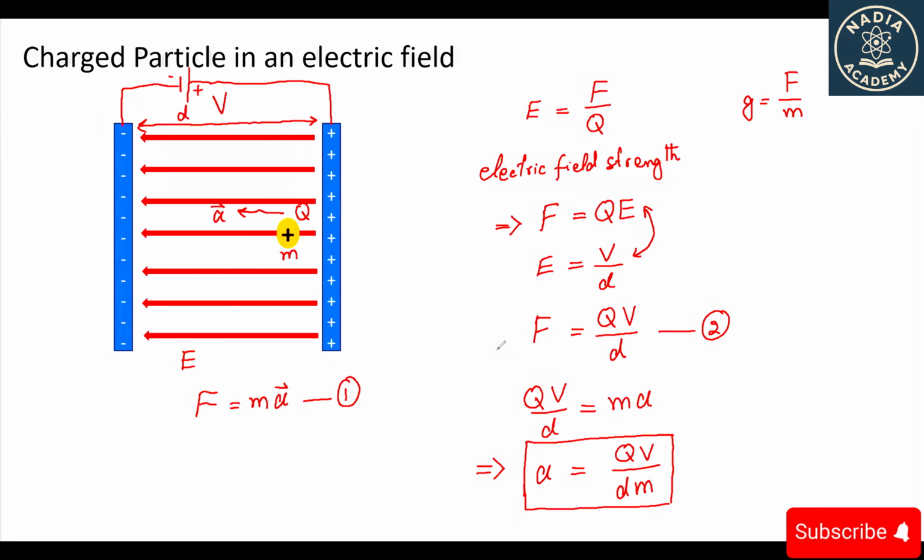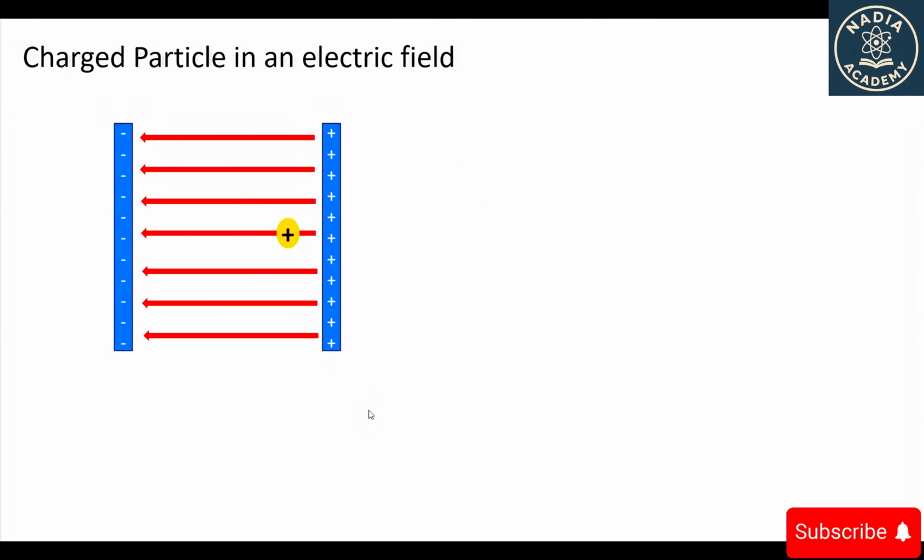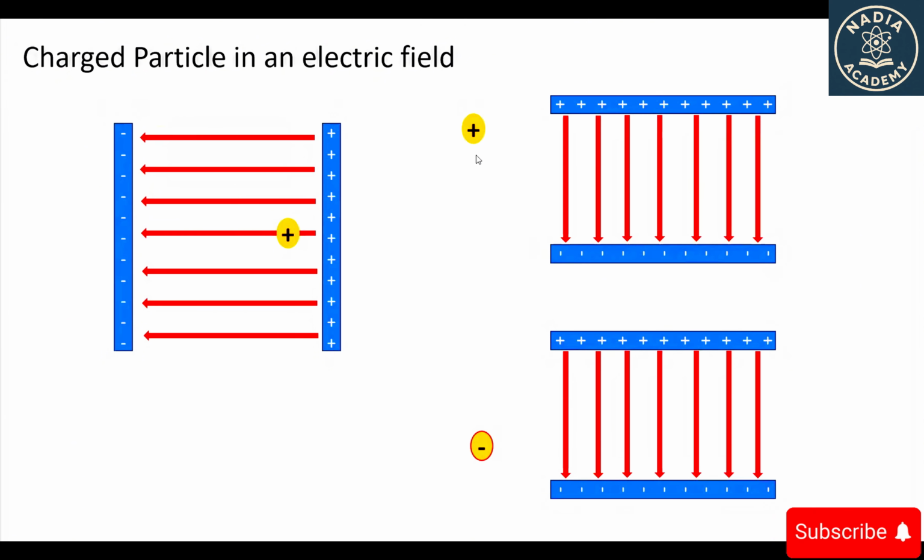So this way we can calculate acceleration. It means we can understand the dynamics of a charged particle in an electric field using this concept. Now let's consider that we have this field and a positive charged particle, and now we have a different configuration of our electric field.